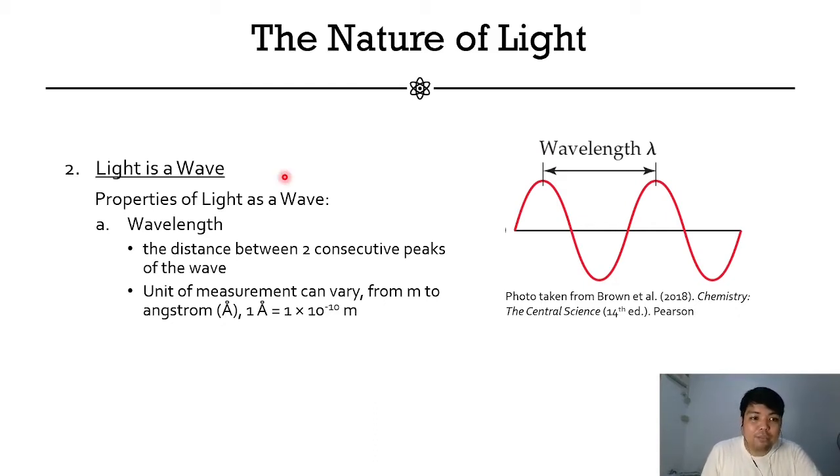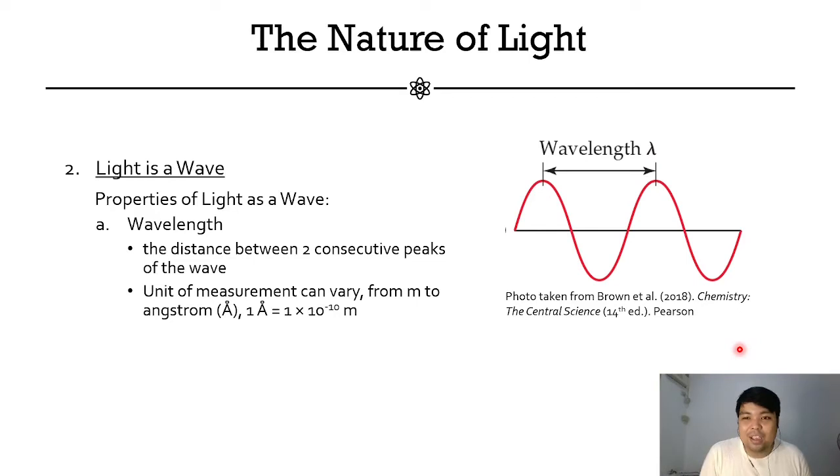So, the properties of light as a wave. Obviously, all waves have a wavelength. Now, light is specifically a transverse wave. When you say a transverse wave, it goes up and down with respect to its axis, or it does not go parallel with respect to its axis. It goes perpendicular with respect to its direction.